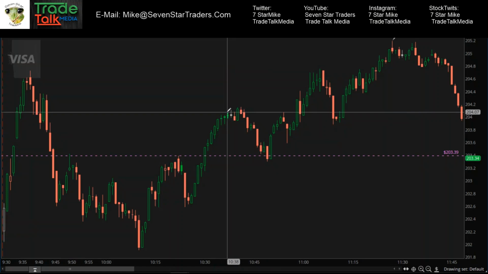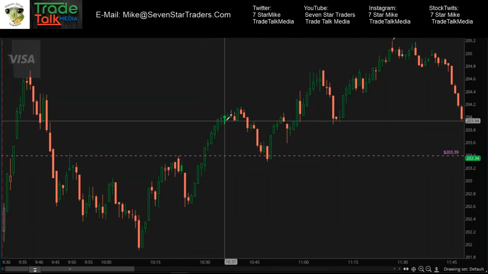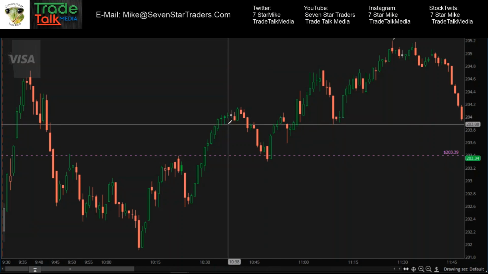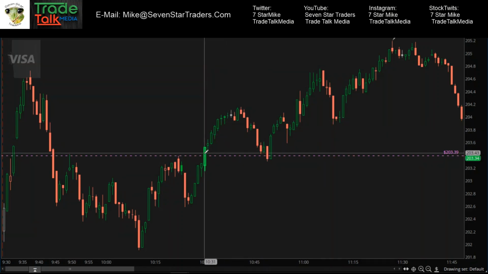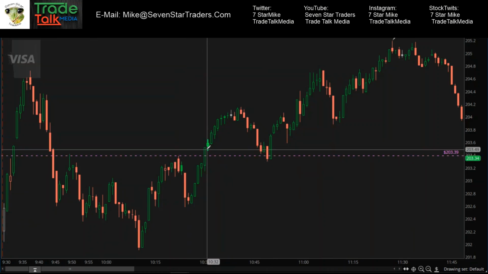That's where I exited. This was actually a 17% gain in a matter of 8 or 9 minutes. I forgot which candle I actually got on, but 17% gain in 9 minutes based on a break of this level right here. Again, resistance, resistance, it rejected, so that's where I drew the line. I got in on the break of that resistance to the upside.